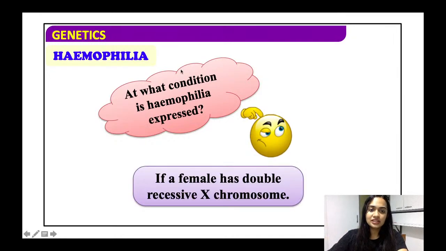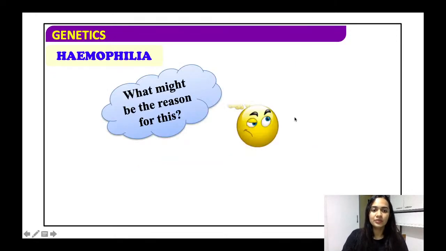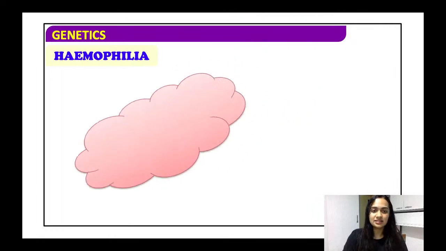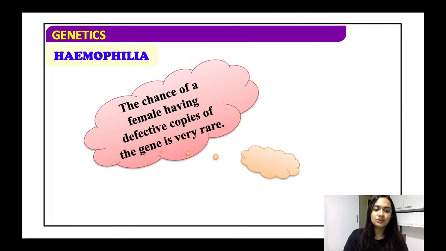So, under what condition is hemophilia expressed? In a female, when she has a double recessive X chromosome, then hemophilia can be caused in a female. So, what might be the reason for this? Hemophilia is caused by a recessive allele on the X chromosome. So, the chance of a female having this disease is very rare, but it is not impossible.